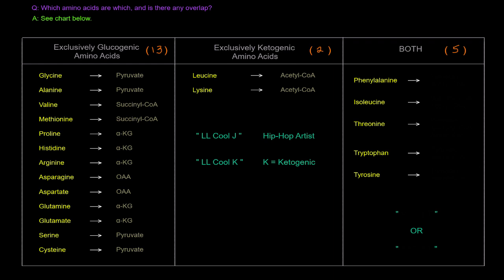So phenylalanine gives rise to fumarate in addition to acetyl-CoA. Isoleucine gives rise to succinyl-CoA in addition to acetyl-CoA. And then threonine to pyruvate and succinyl-CoA in addition to acetyl-CoA. Tryptophan to pyruvate as well as acetyl-CoA. And tyrosine to fumarate as well as to acetyl-CoA.